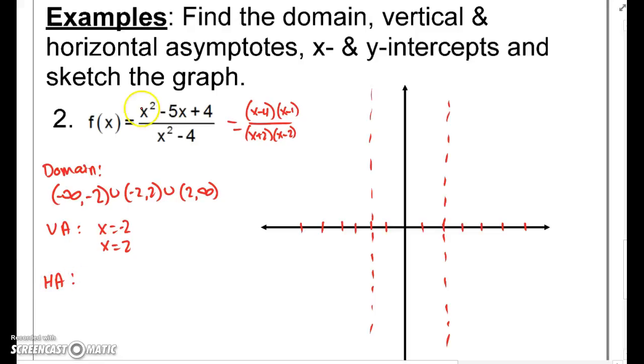Okay, we'll see I have a power of 2 on the top and bottom, meaning I look at my leading coefficients again for my horizontal asymptote, and I get 1/1, which would just give me y equals 1.